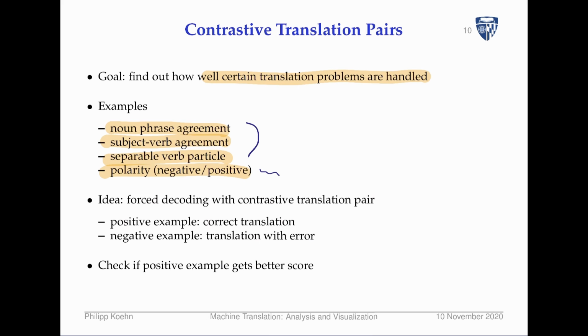So the idea here is that with neural MT, you can score any possible output translation. If you put in an input sentence and propose yourself a possible output sentence, you can get the neural machine translation system to score that translation. So the idea now is to let the neural machine translation system score the correct translation, but then also create a negative example where that correct translation is modified to introduce a particular error of the kind of categories that we talked about. And then ultimately the question is, check if the positive example gets a better score.